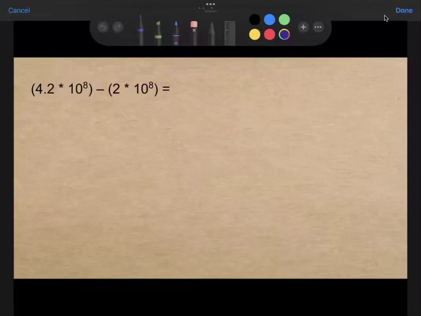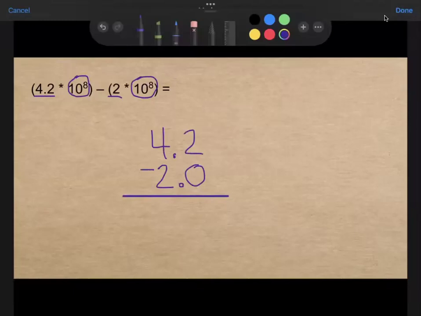For this first one, there is a trick though. 10 is the base for both in scientific notation, but when the exponents are the same, there is a trick we can use. You just subtract this part. So really, we're just going to do 4.2 minus 2. Remember, when you're subtracting decimals, you have to line things up by the decimal. Then 2 minus 0 is 2, and 4 minus 2 is 2. So your scientific notation answer will start with 2.2 times, and then you keep 10 to the 8th power.